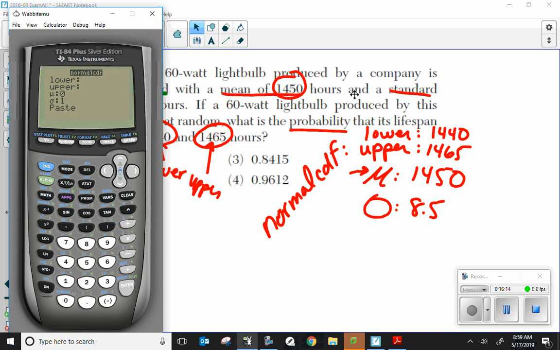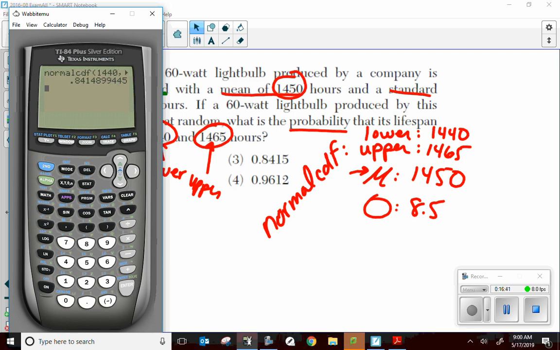It is exactly like I said it would be, except the word paste, which we're going to use at the end. So 1440 is my lower bound to 1465 is my upper bound. My average or my mean is 1450. And my standard deviation is 8.5. Once I hit paste, it puts it in the normal CDF function, and I just hit enter one more time.